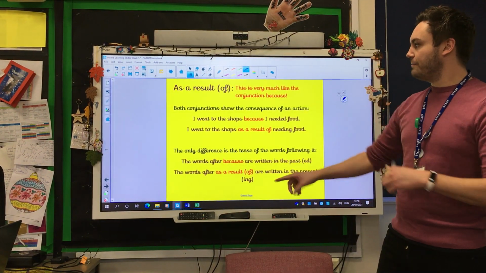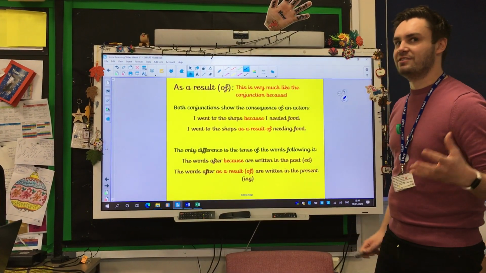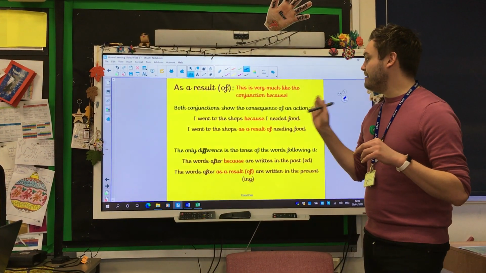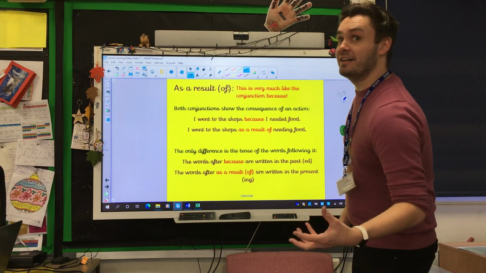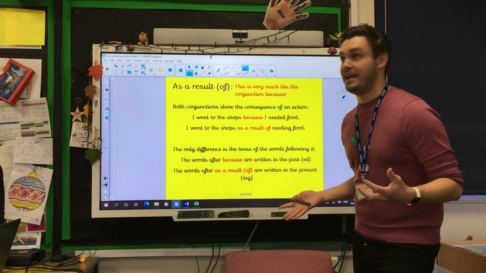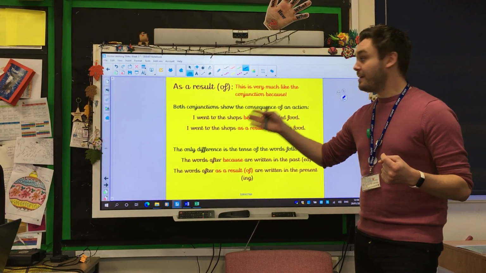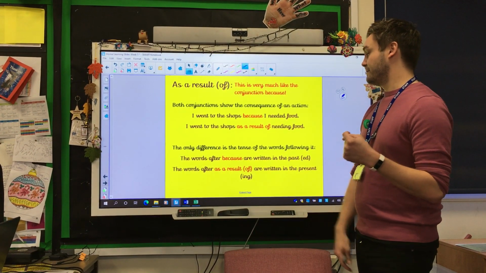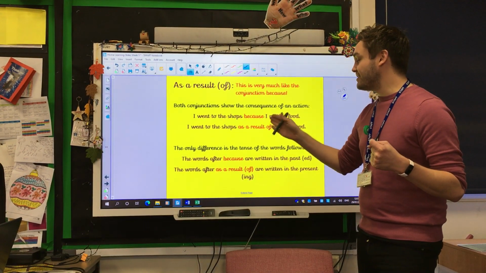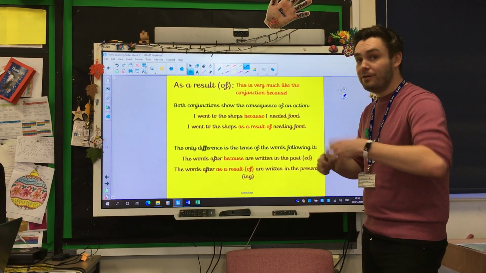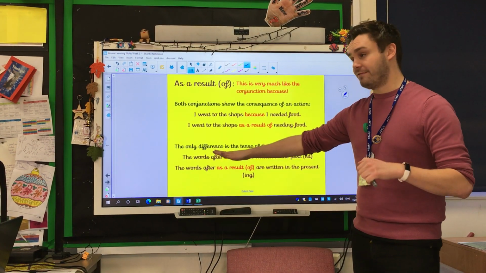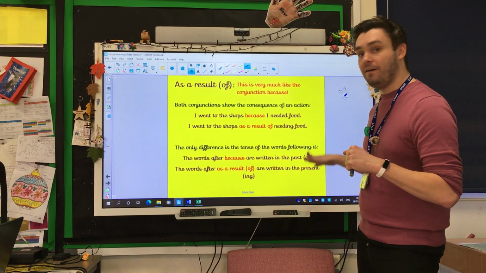As a result, and I put brackets of because most of the time we use as a result of, but not all the time. This is very much like the conjunction because. So both conjunctions show the consequence of an action. I went to the shops because I needed food. Okay? Or you might say, I went to the shops as a result of needing food. Both are a consequence, a result of something happening. The only difference is the tense of the words following it.